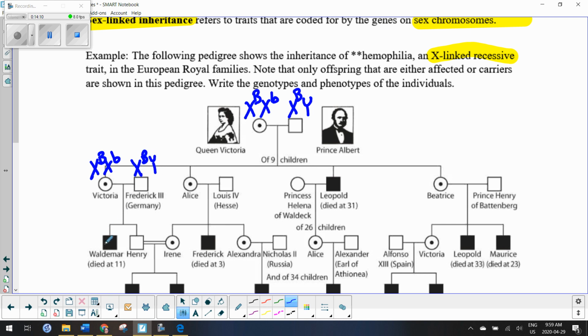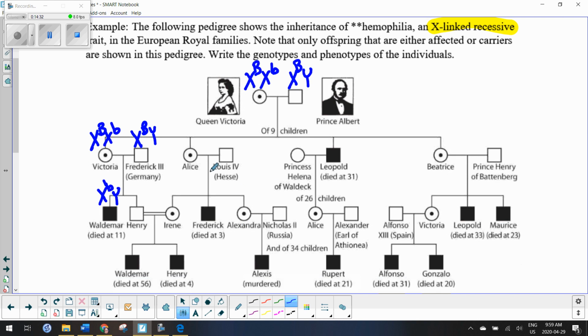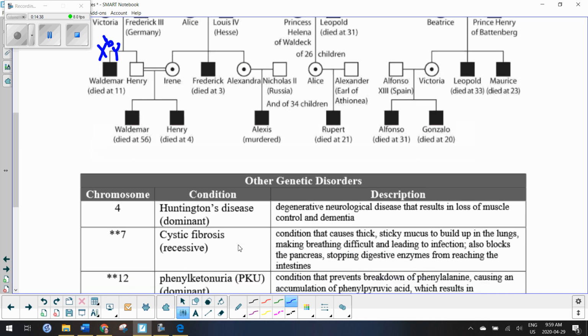We're going to look at their offspring. Waldemar died at age 11. It's hard to show that that's crossed off because it's shaded in. So X little b, because he's affected, and we have Y. So this one's pretty self-explanatory, so I'm not going to finish this off, and I don't expect you to either, because this one is fairly easy because it shows you the carriers and then the non-carriers.